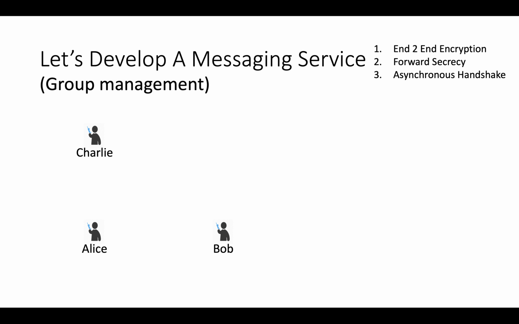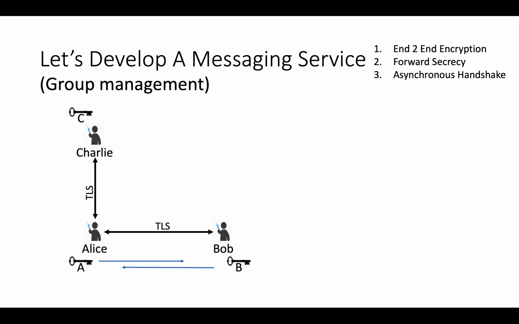What is the next solution? Let's say each participant comes up with their own keys. Alice establishes a TLS connection with Bob, and immediately after that Alice provides key A to Bob and Bob provides key B to Alice. Alice establishes a TLS connection with Charlie, and immediately after that Alice and Charlie also exchange their keys. Similarly, Bob and Charlie also exchange keys, not shown here to keep the diagram neat.